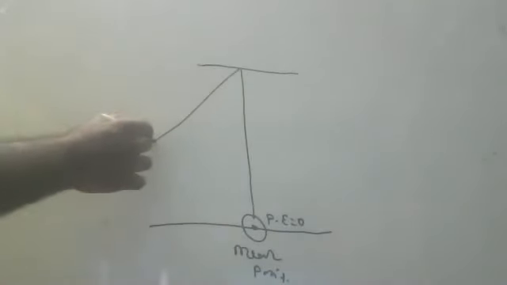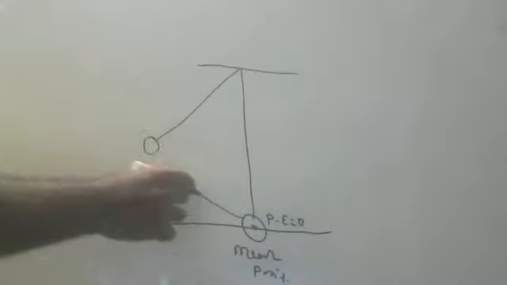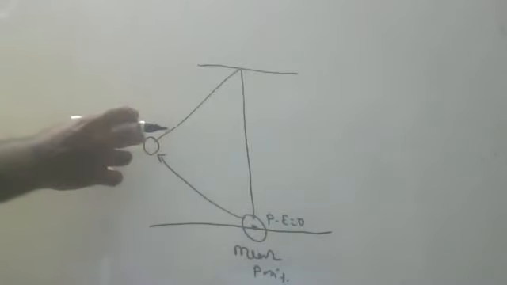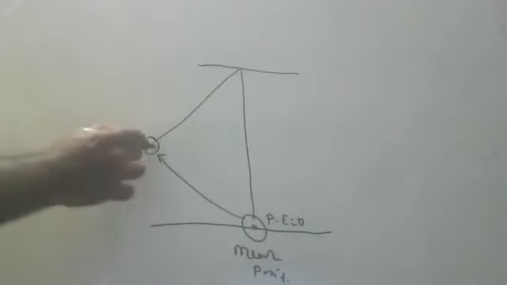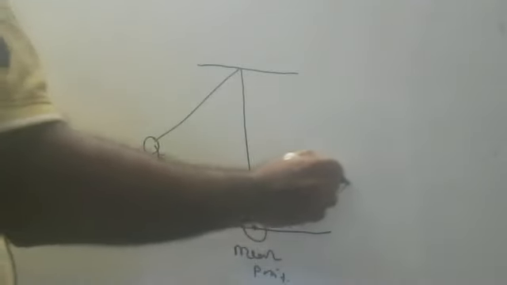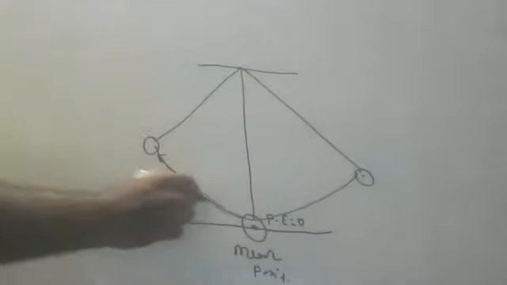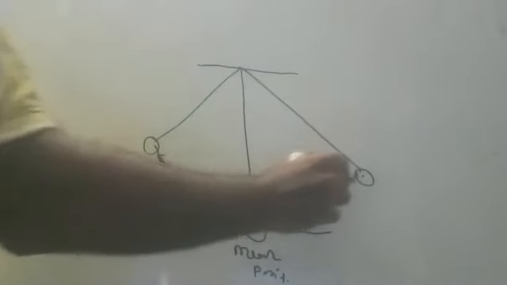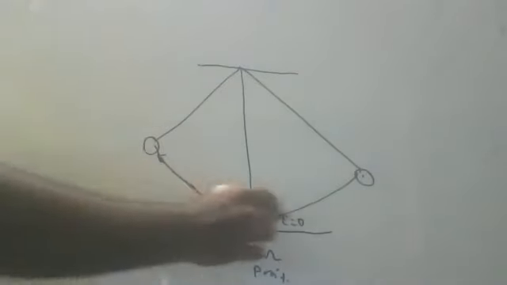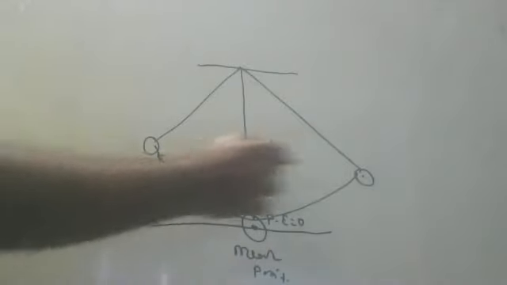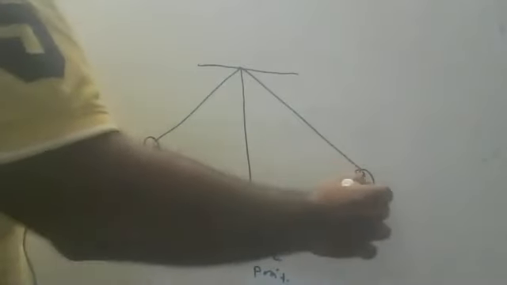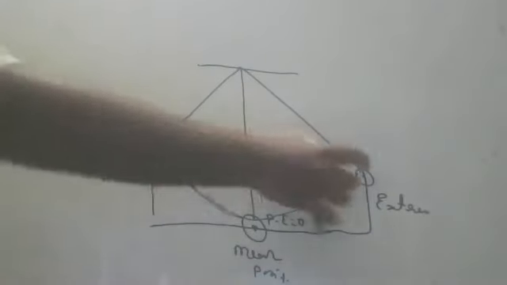Now, take the pendulum to one position and release it. When you release it, it will go like this, and again come back like this. So continuously it will move to and fro. These both ends are called extreme ends. This is called the mean position, and these both are called extreme.